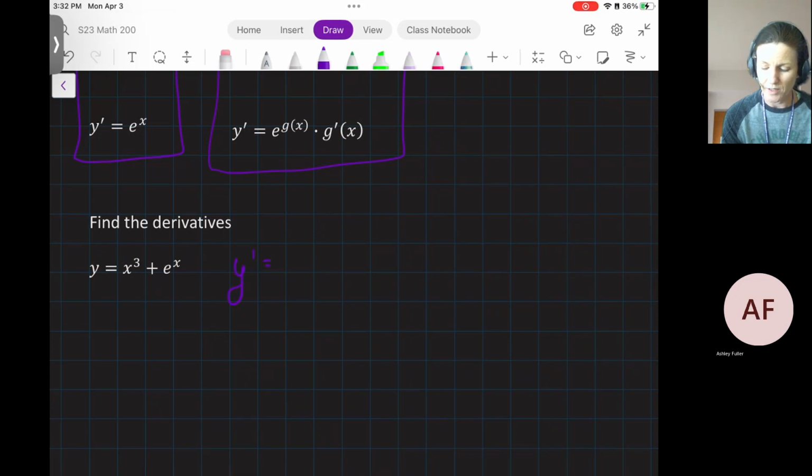Applying those rules here, we get the derivative is going to be 3x squared plus the derivative of e to the x, which is simply e to the x.